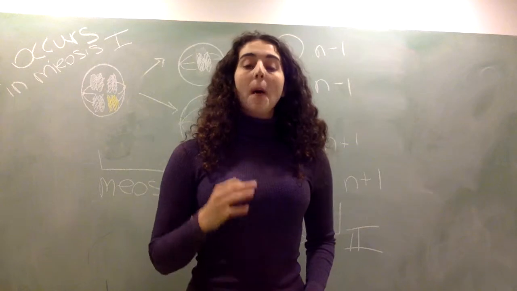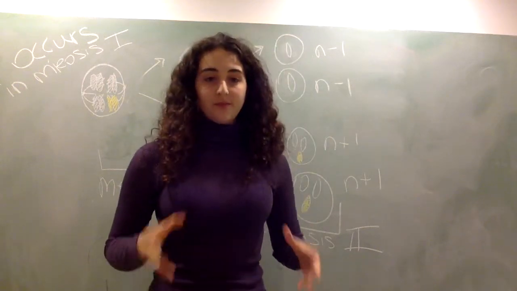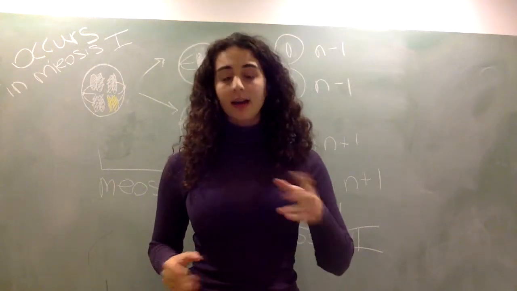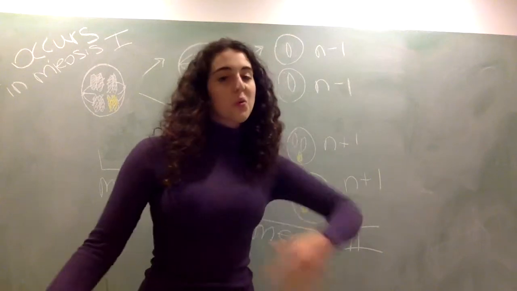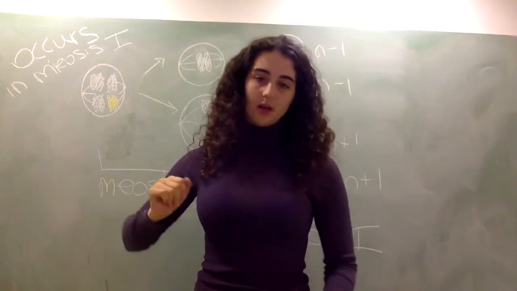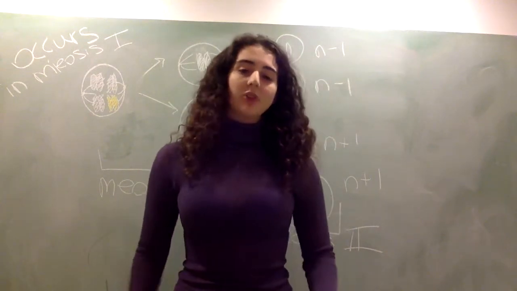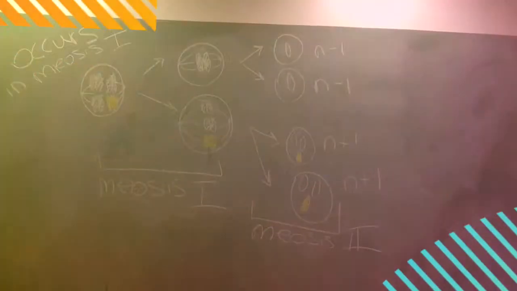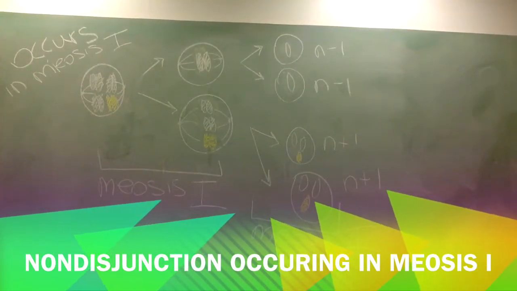Non-disjunction is where two homologous chromosomes fail to come apart either in meiosis 1 or meiosis 2. Wait 1 second and I'm going to show you the diagram behind me. Here's the diagram behind me.